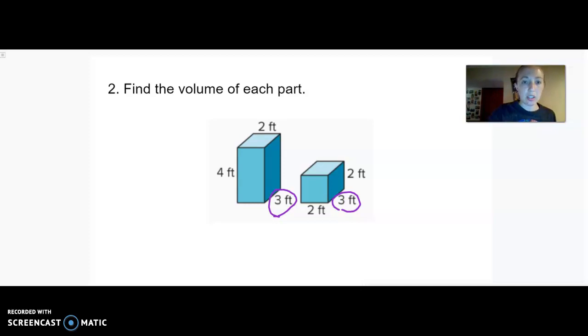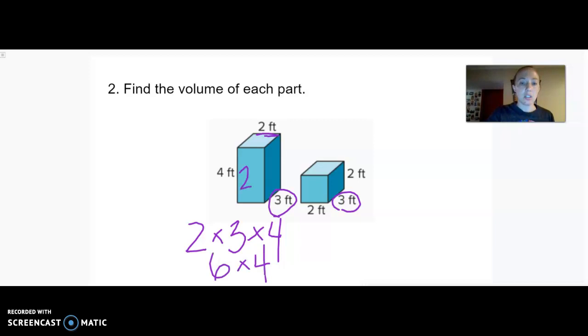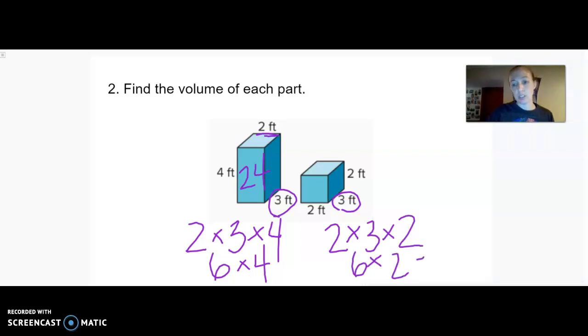So the volume of this, like we talked about in the last lesson, length times width times height gives us the volume. So 2 times 3 is 6, times 4. The volume of this part is 24 cubic feet. Got this one over here, 2 times 3 times 2. 6 times 2 equals 12. So I got 12 is the volume of that part. So 24 and 12.